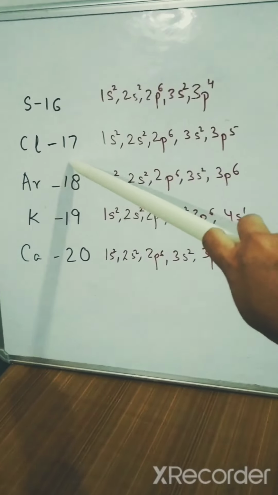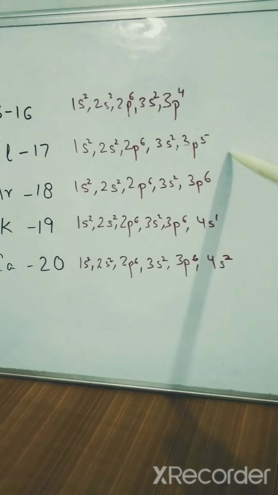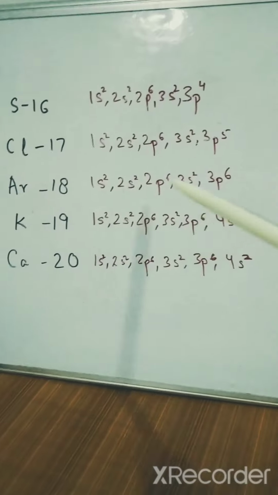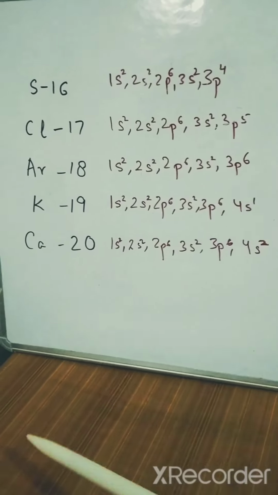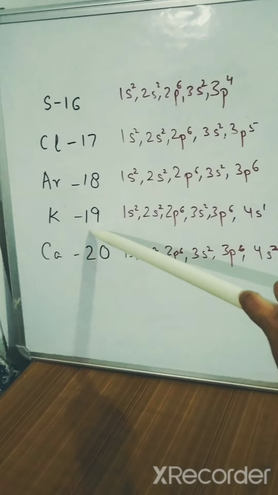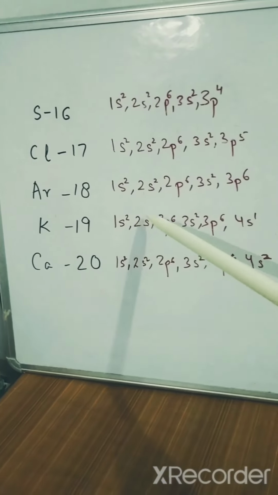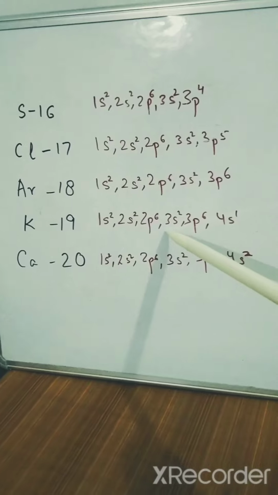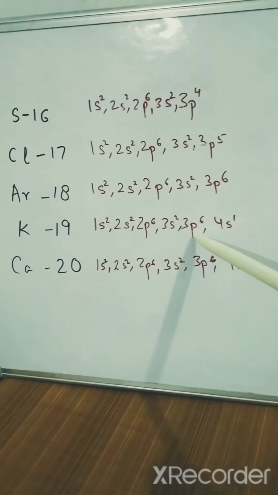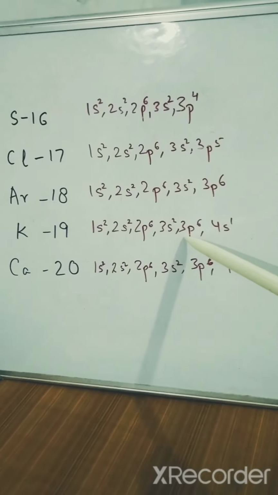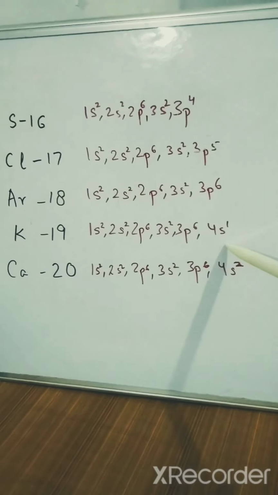Likewise, if we see chlorine, this will have 3p5. Argon, 3p6. Potassium, after 3p6, what happens? How many electrons? 4, 6, 10, 12 and 18. Now we have 19 electrons. So what will happen? Now p can have a maximum of 6 electrons. So it will be 4s1.